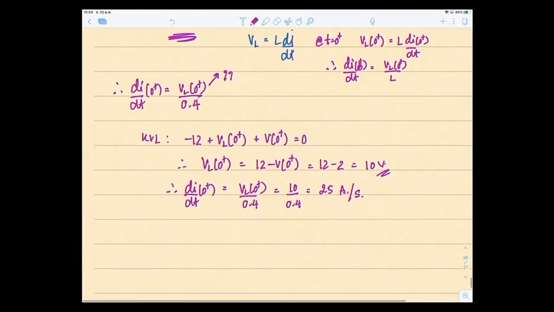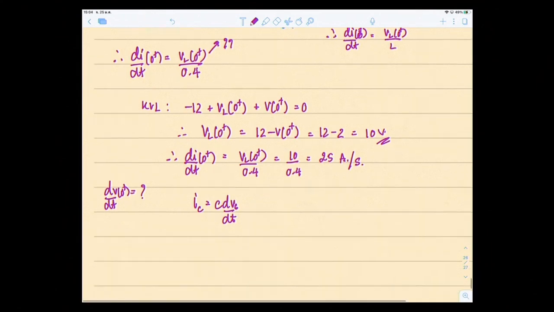Now dV/dt at 0 plus, what is it? What is the formula that would have dV/dt in it? Well, it's a relationship, IC equals C dVc/dt, right?